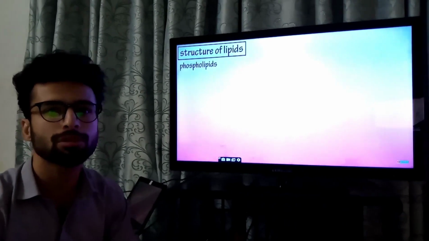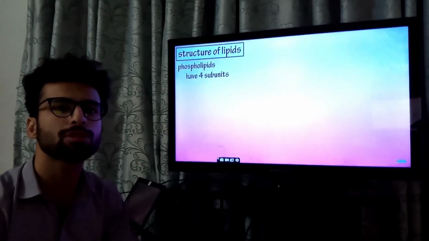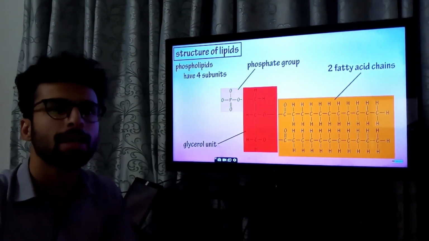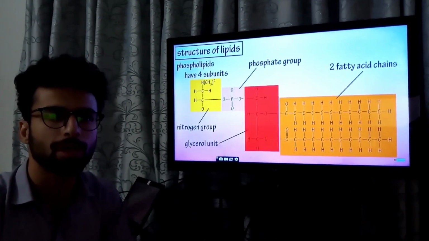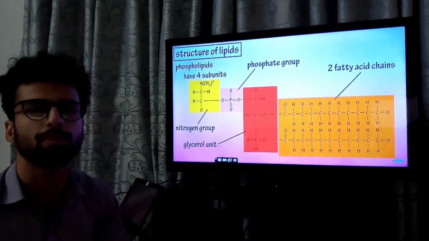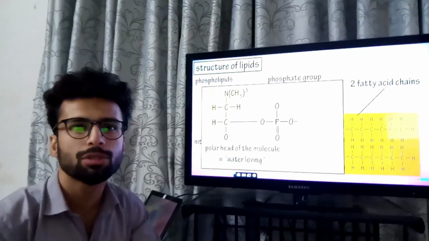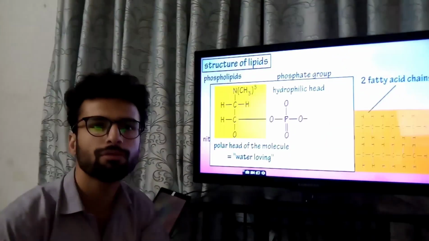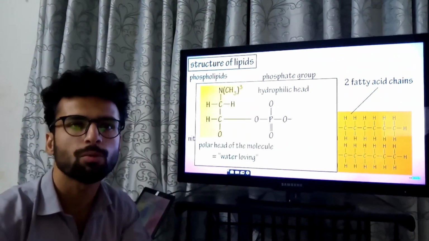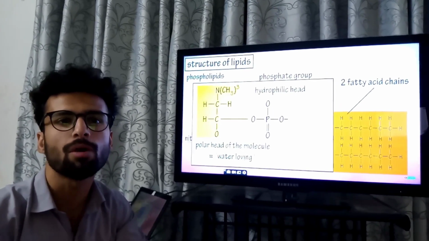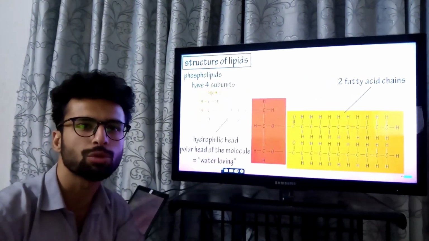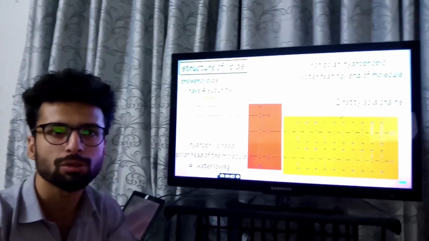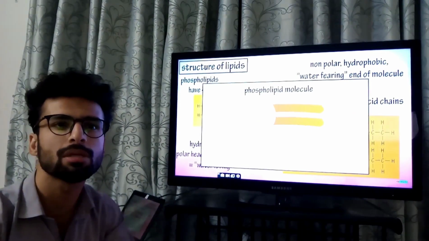Now coming towards the phospholipids. Phospholipids are similar in structure to triglycerides and they have four subunits. They are composed of a glycerol unit, two fatty acid chains, a phosphate group and a nitrogen containing group as well. The phosphate and nitrogen group extend in the opposite direction of the fatty acids. This end or the head of the molecule is polar, so it is water soluble. Hydrophilic, meaning water loving, is the term used to describe the head portion of the phospholipid molecule. The fatty acid end is non-polar, so it is hydrophobic, which means water fearing.